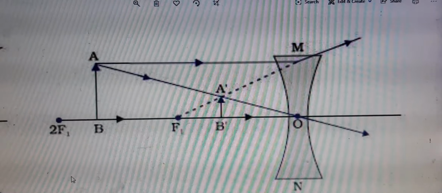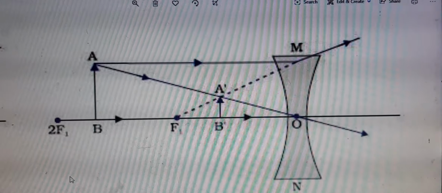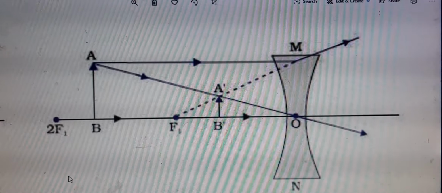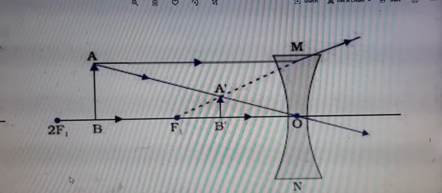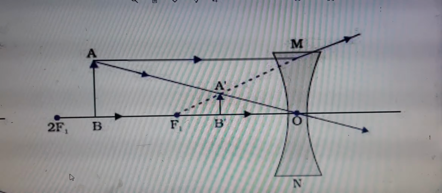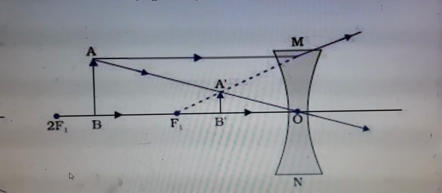So if you are asked a question, a lens forms a virtual diminished image, the question itself is clear: which type of lens is that? Virtual diminished, it is always concave. And if they say a lens forms a virtual enlarged image, then you will know it is a convex lens. That is very simple to understand. So you learn these 2 diagrams today and draw these diagrams.